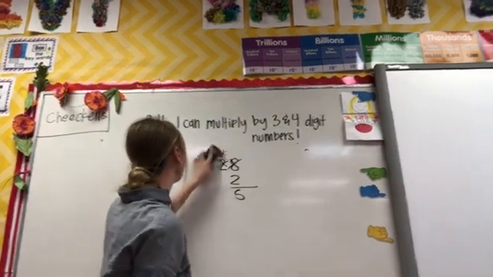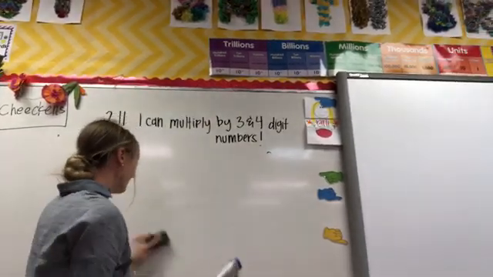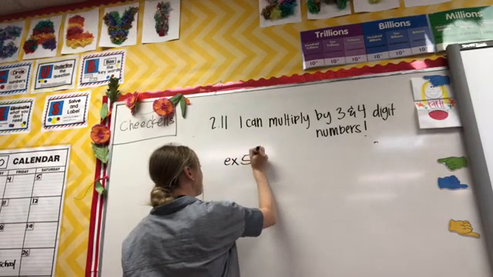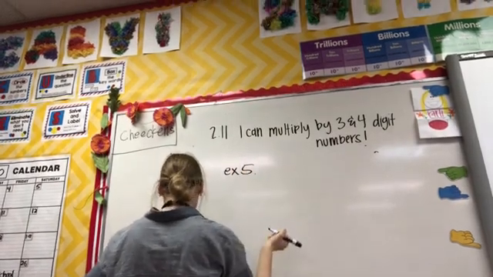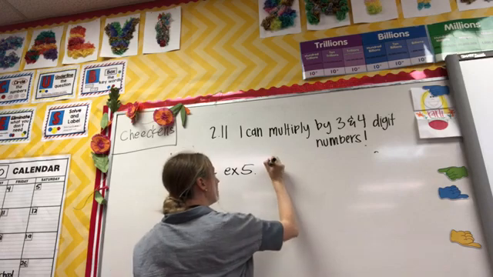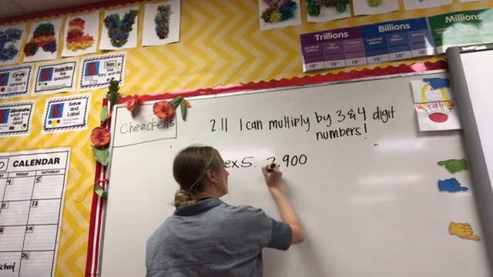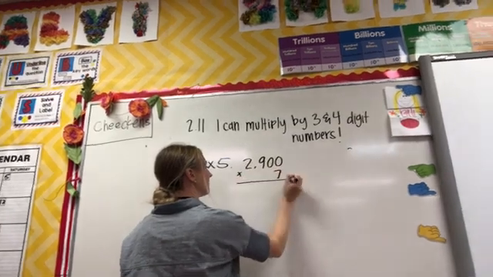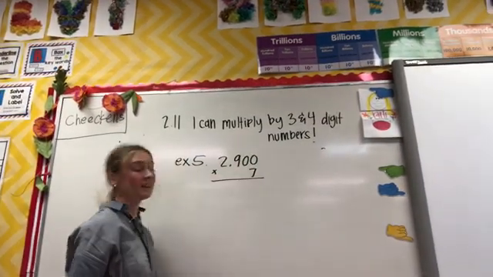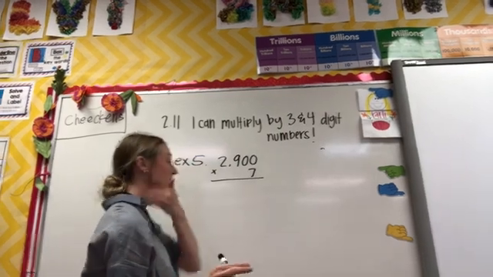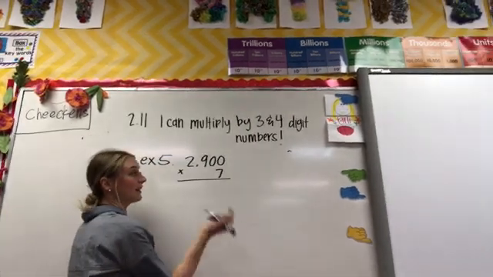Here we go. All right, example 5, our last pause problem. If we did 2,900 times 7. All right, pause it and give it a try. If you need to use your multiplication chart, feel free to, of course. All right, I'm going to keep going now.